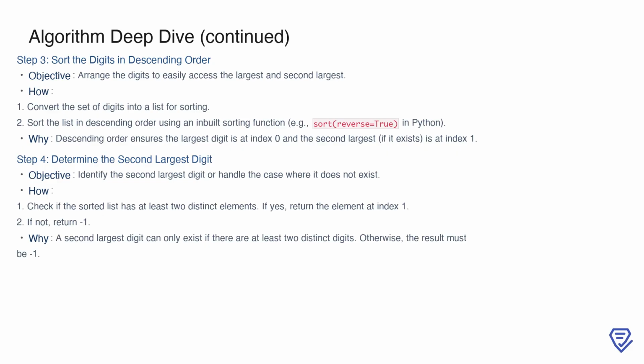After sorting, we determine the second largest digit by checking if the sorted list has at least 2 distinct elements. If it does, the second largest digit is at index 1. However, if there are fewer than 2 distinct digits, we return -1, since a second largest digit does not exist in such cases. This step ensures our algorithm handles both typical and special cases correctly.